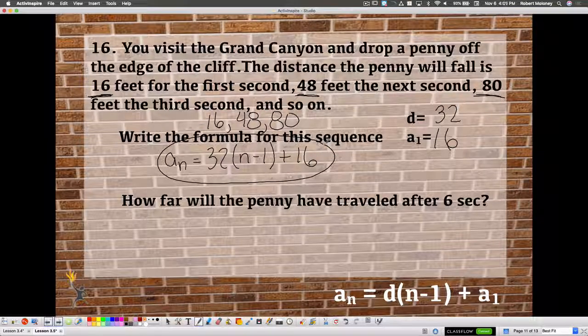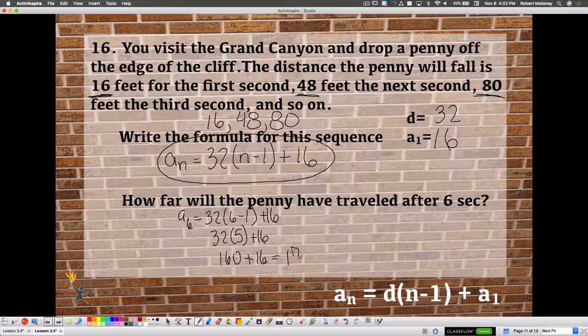Now I plug that in and find out, okay, what if this penny has been traveling for 6 seconds? How far has it traveled? So a of 6 is equal to 32 times 6 minus 1, plus 16. So 32 times 5 plus 16. Well, 32 times 5, do the math on your calculator or in your head, is 160. Plus 16 equals 176 feet. So after 6 seconds, our penny has fallen that far.